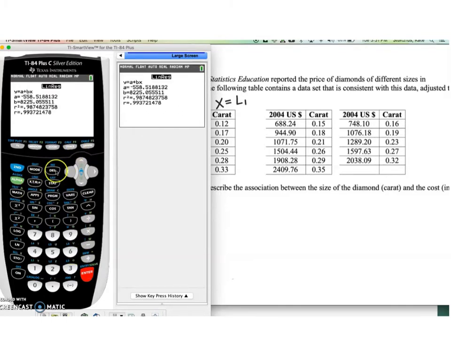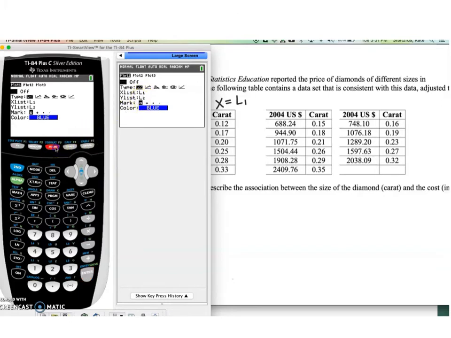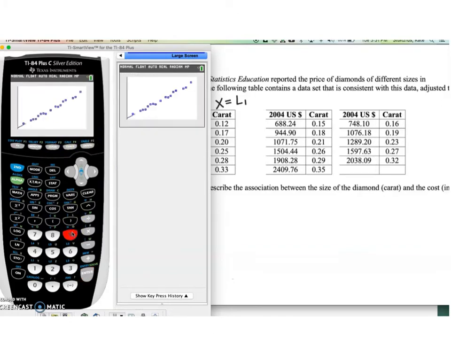These are the things I'll need for my linear model. But first, I want to look at my scatter plot. So I've turned my plot on. I've used L1 and L2. So I'm just going to go to Zoom 9 immediately. So I can see there's my scatter plot, and I already fit my model to it. When I go to make my scatter plot, you need to put tick marks at an appropriate scale on both your X and your Y axis. You need labels, and you need a title.